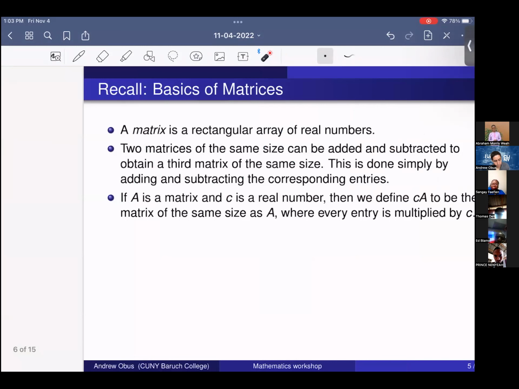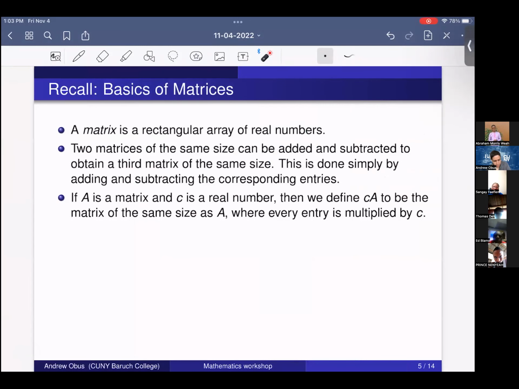Okay, so let's move on. This is just the basics of matrices, but we basically went over all of this already. A matrix is a rectangular array of real numbers. If we have 2 matrices of the same size, we can add and subtract them by adding and subtracting the entries. And if I have a matrix and a real number, then I can multiply the real number by the matrix, and I get a new matrix, which is the same as the old matrix, but every entry is multiplied by this number. So we really did all of this already, in the homework questions.